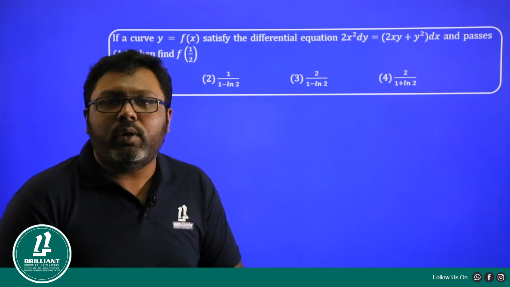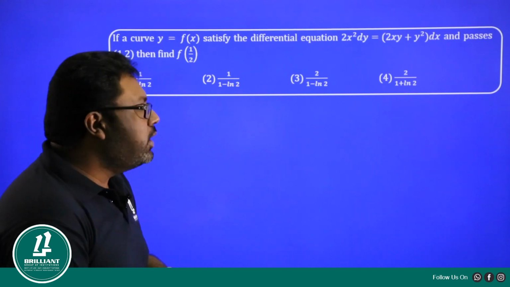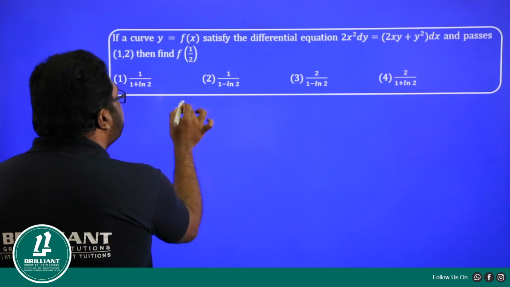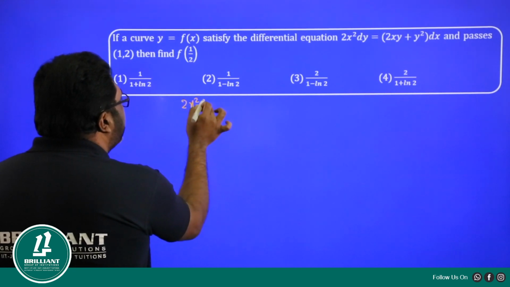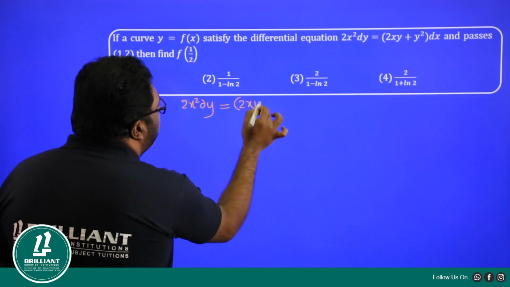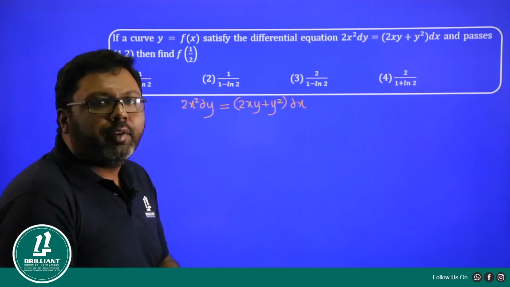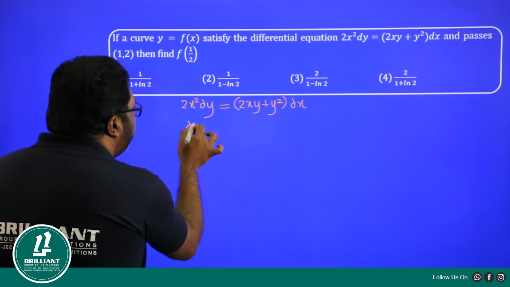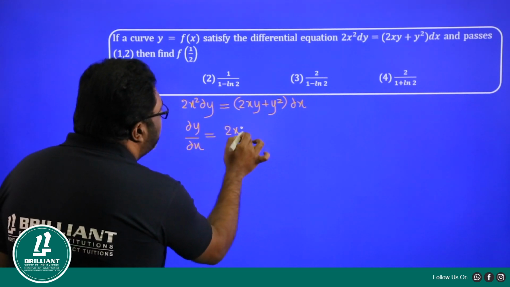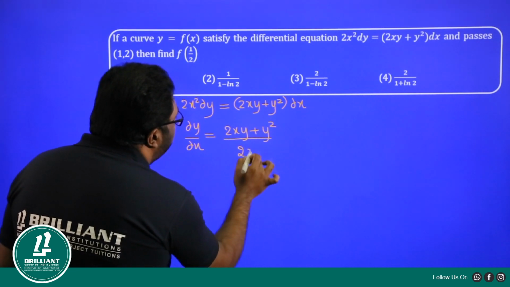You're supposed to solve the differential equation. Now let's try to identify what kind of a differential equation this is. Let's write the differential equation over here. The differential equation is 2x squared dy equals 2xy plus y squared dx. This is my differential equation. When I rearrange it, definitely dy by dx is equal to (2xy plus y squared) divided by 2x squared.